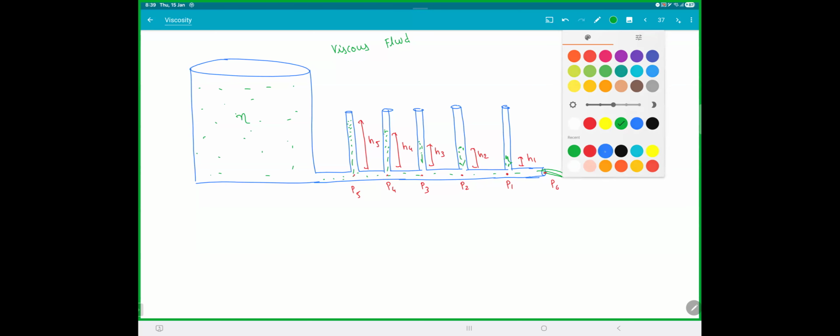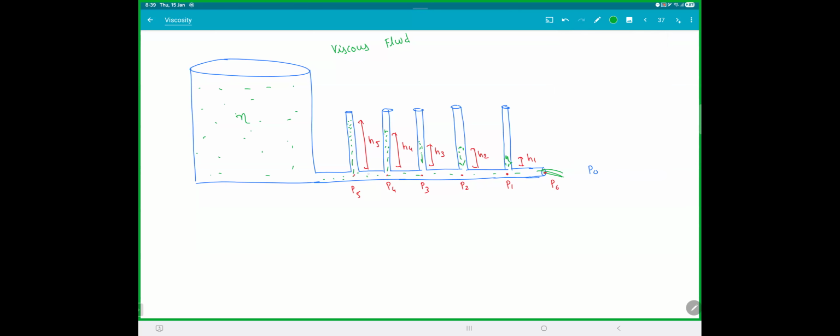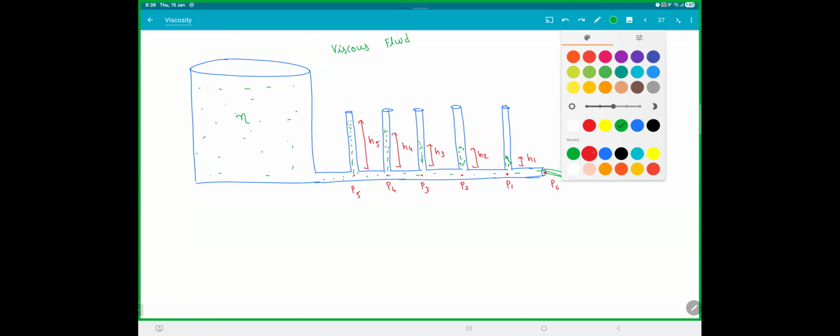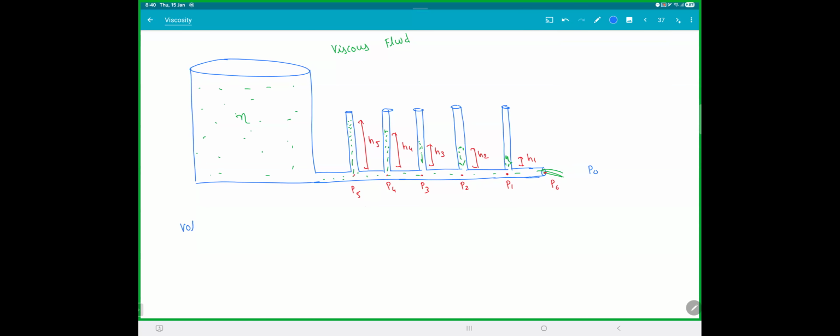Now tell me one thing, the amount of liquid that is flowing through the pipe is the same here, same here, same here. Everywhere it is the same, right? It is the same pipe. So I can do like this, using Poiseuille's equation. Volume flow per second, between 5 and P naught, is P5 minus P naught by 8 eta into the length, 1, 2, 3, 4, 5, so 5L, by pi r power 4. Do you agree with this?